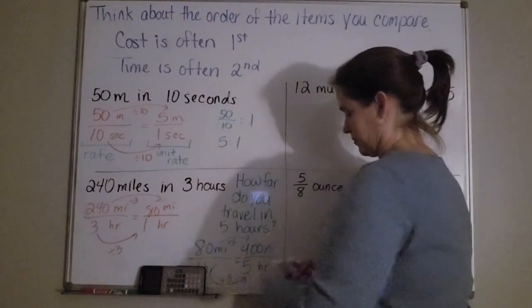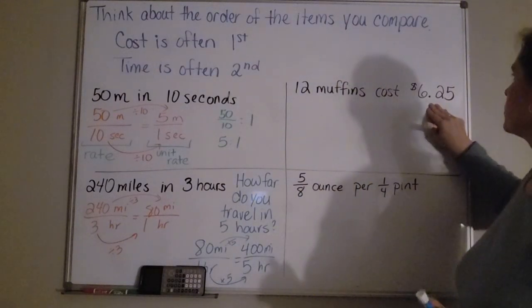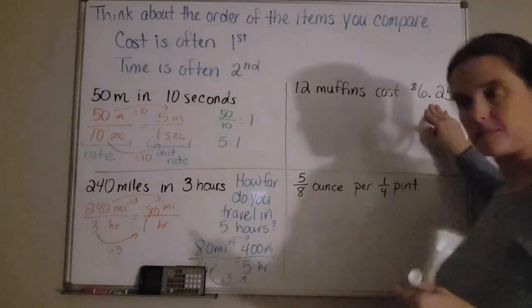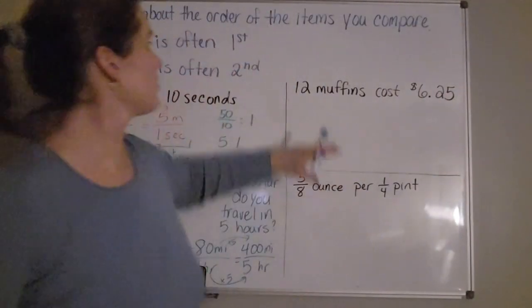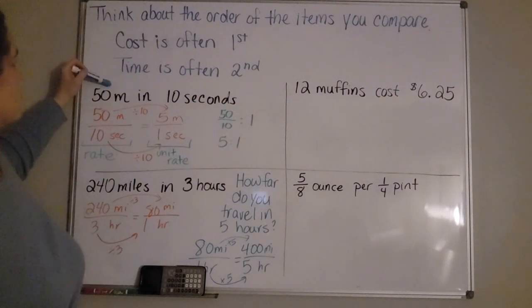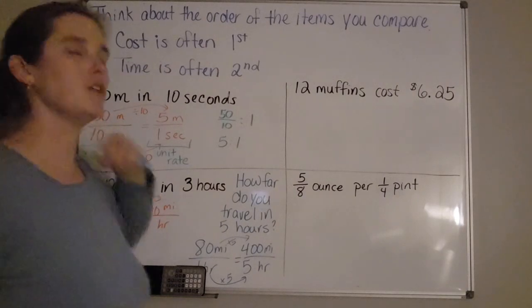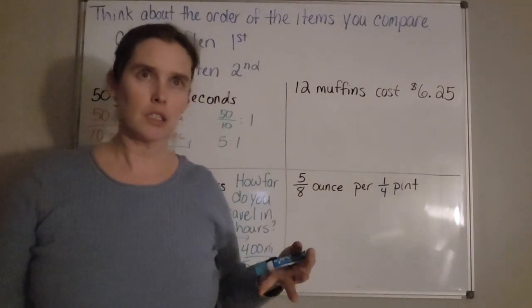Okay, now, let's take a look over here. 12 muffins cost $6.25. I'm going to step over here so I stay in the frame a little better. Now, so far in these, whatever's listed first is what's first in our problem. Now, do we do muffins per cost?